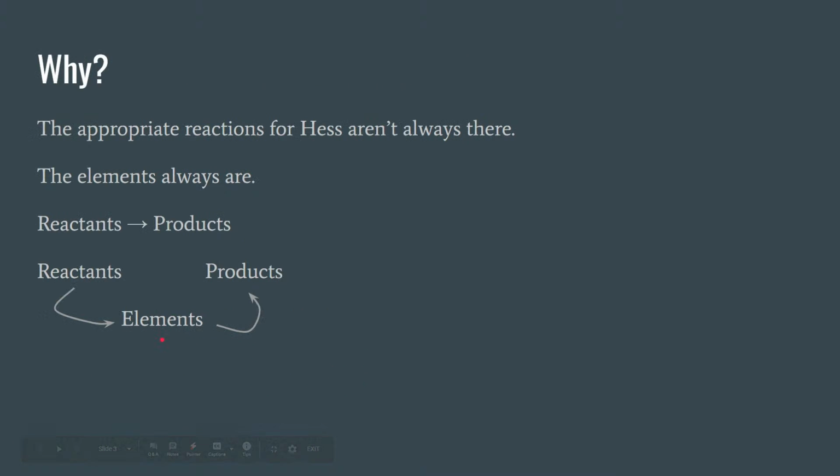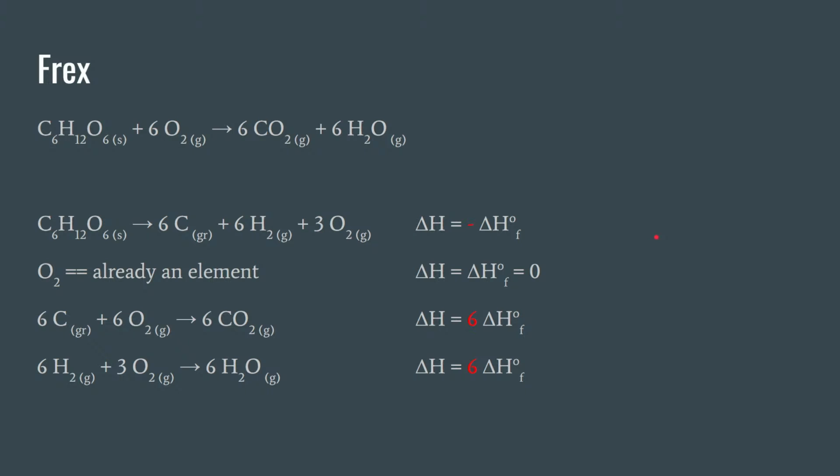So no matter what, we'll always be able to use the enthalpy of formation to work this sort of problem, going from reactants to elements, then elements to products. Let's see how we do that. So here's that exact reaction I was talking about. There's glucose plus oxygen makes CO2 plus H2O.